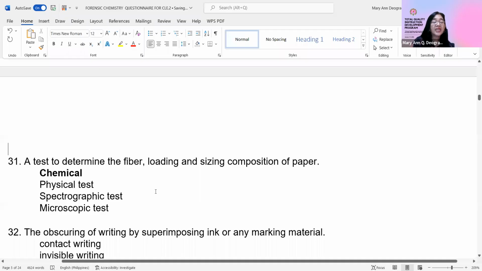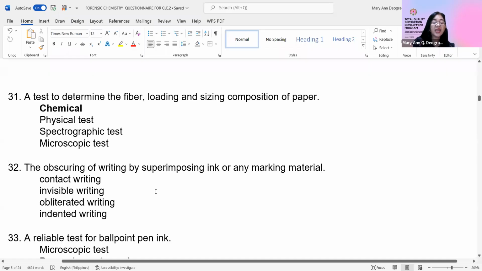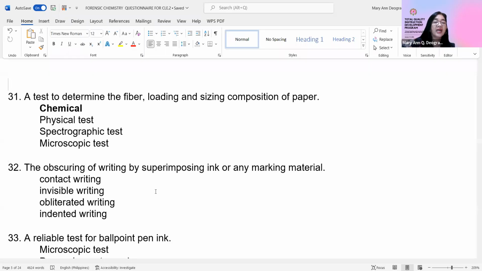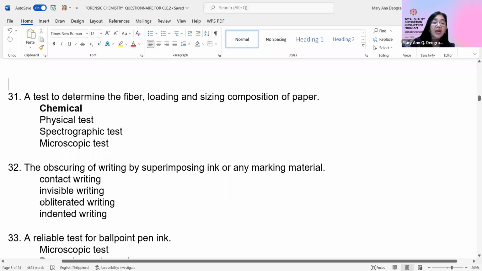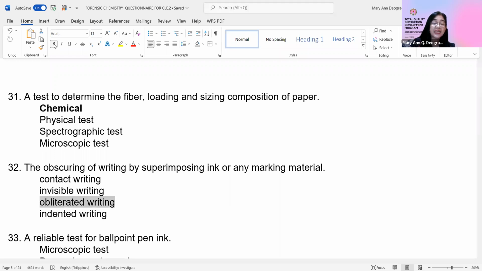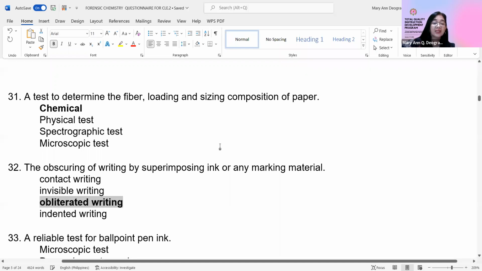Obscuring of writing by superimposing ink or any marking material. Alin dito? Is it contact, invisible, obliterated, or indented? Alright, so it's obliterated. So, superimposing meaning dinoble natin yung ink, no? So, may ink na, tapos papatungan pa natin ng panibagong ink. We call that as obliterated writing.